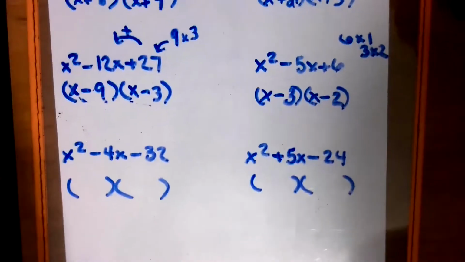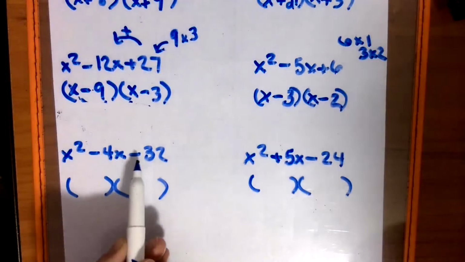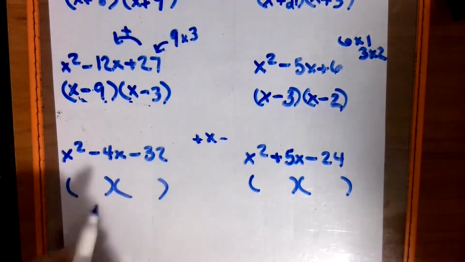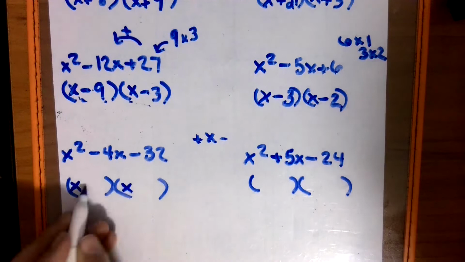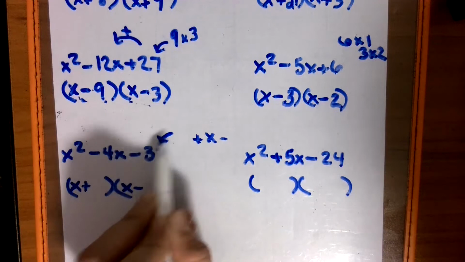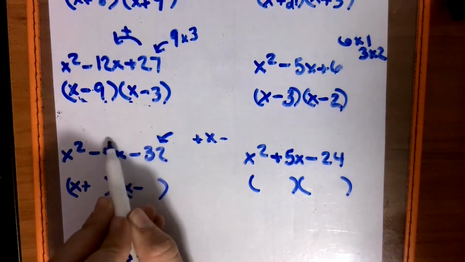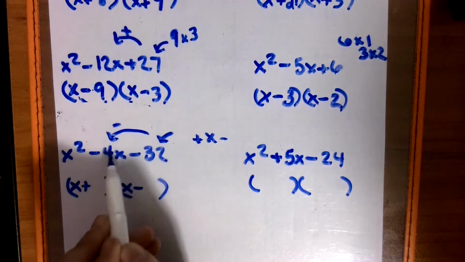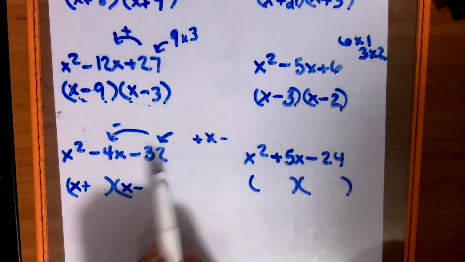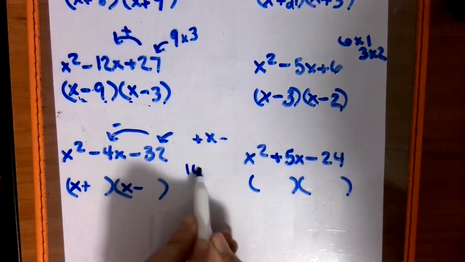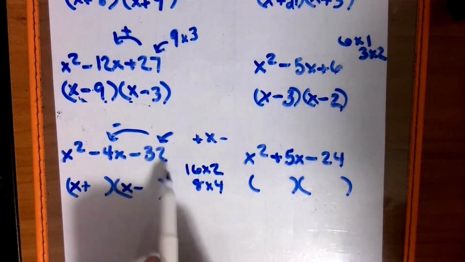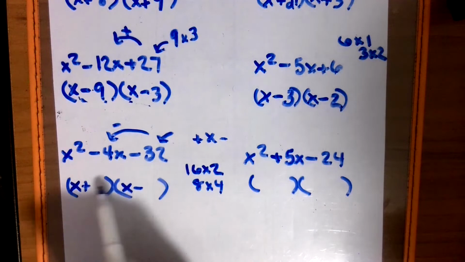Now, this is the harder one. See how the back sign is a negative? What makes a negative is a positive times a negative. So when we have an x and an x, we have one of each sign. But when we have one of each sign, we no longer add, we multiply to get 32, but we subtract to get 4. So we think of what times what gives you 32. Well, we can look back to our top that we had, and we said 16 times 2 and 8 times 4. Now, those make 32, but we have to subtract them because they're different signs.